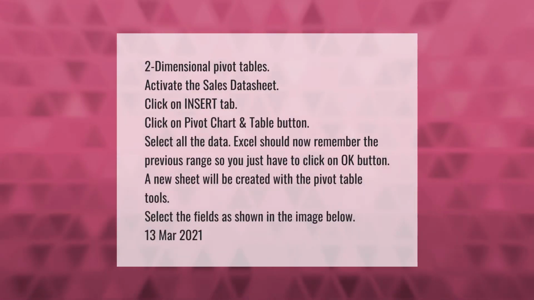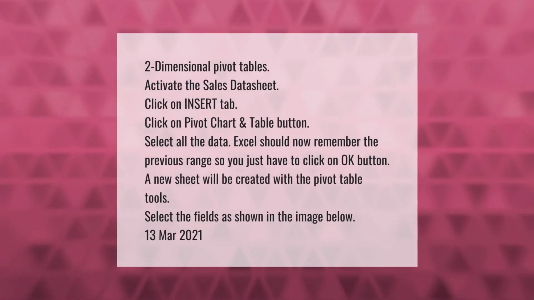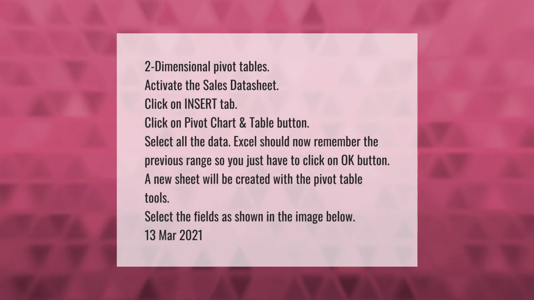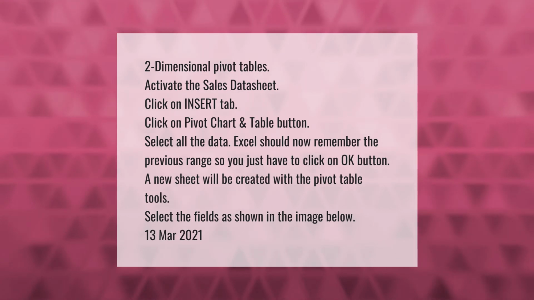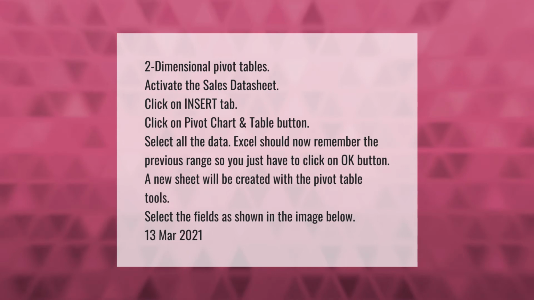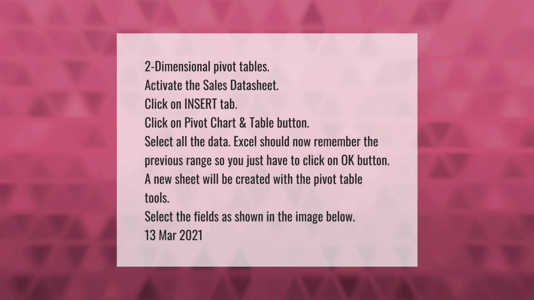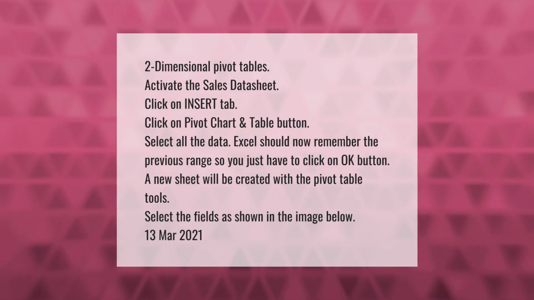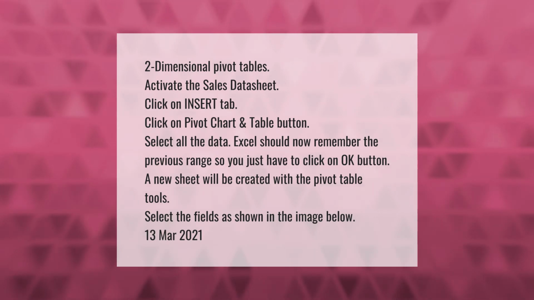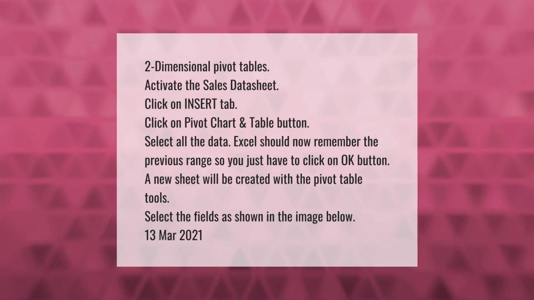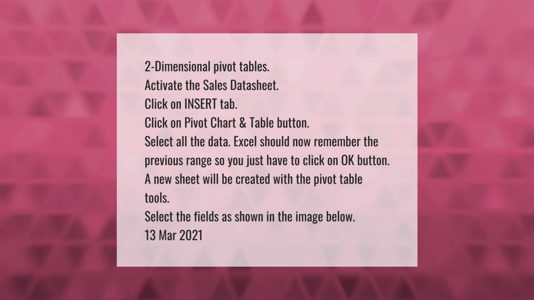Two-dimensional pivot tables. Activate the sales datasheet. Click on the Insert tab. Click on the Pivot Chart and Table button. Select all the data. Excel should now remember the previous range, so you just have to click on the OK button. A new sheet will be created with the Pivot Table tools. Select the fields as shown in the image below.